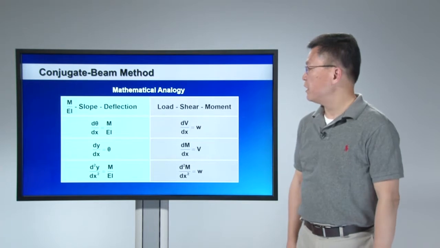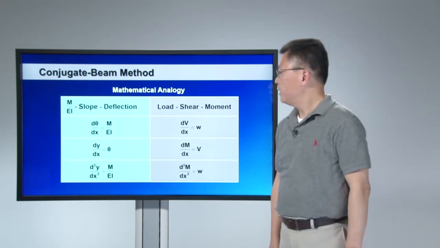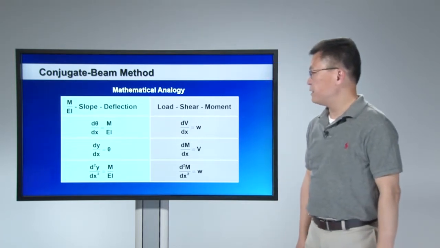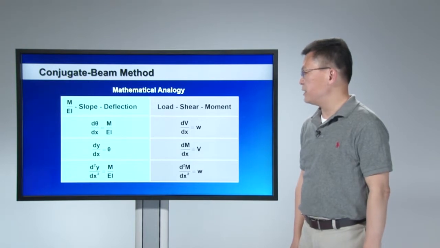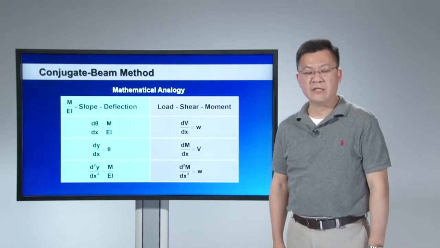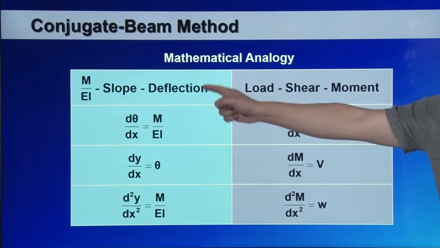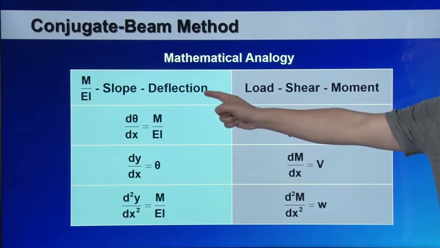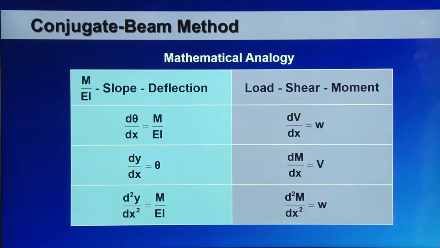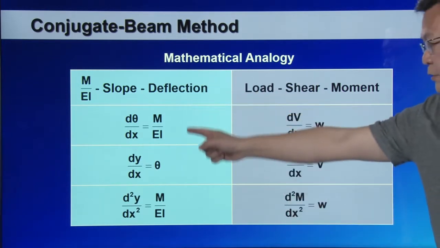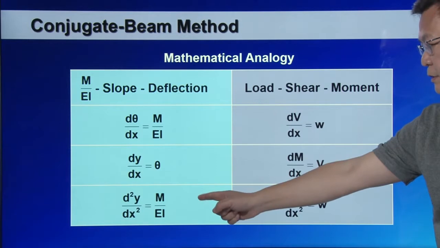Let's move on to the conjugate beam method. This method is developed based on some mathematical analogies that we identified from two sets of equations. The first set of equations is M over EI, slope, and deflection. They are related through these equations.